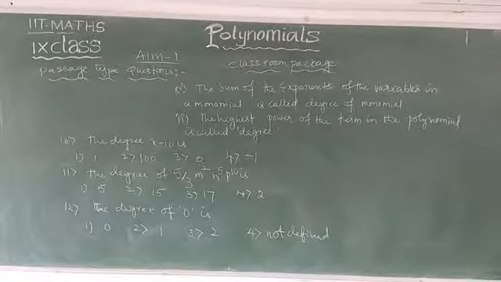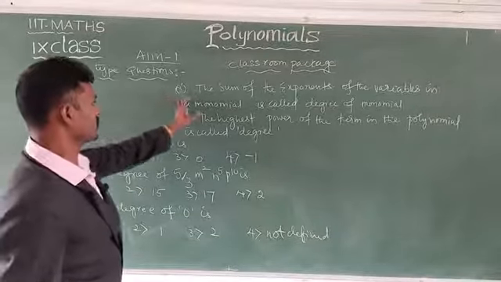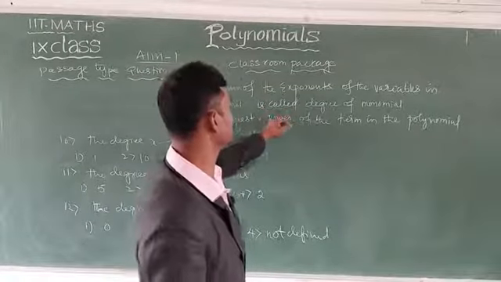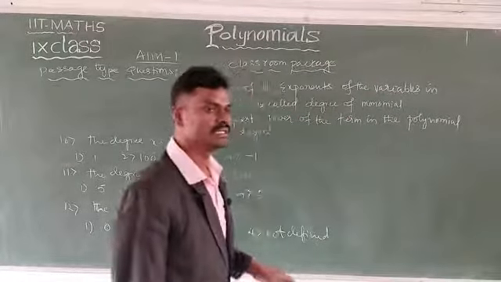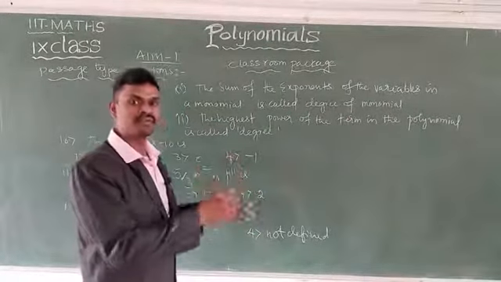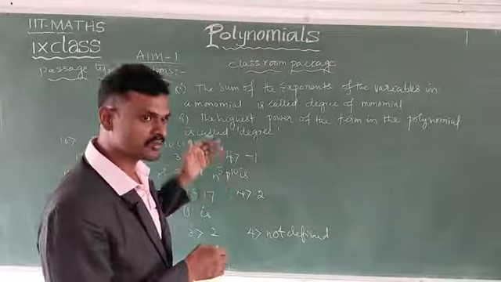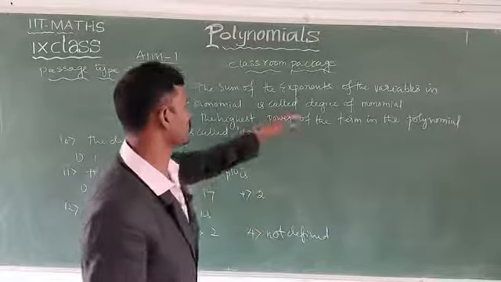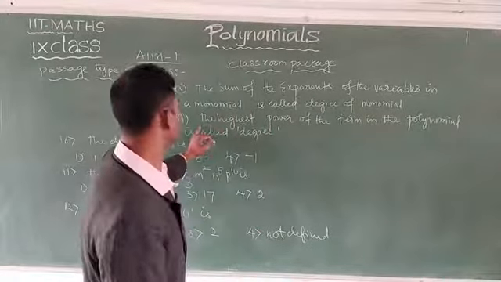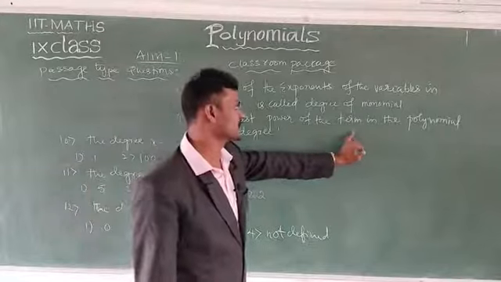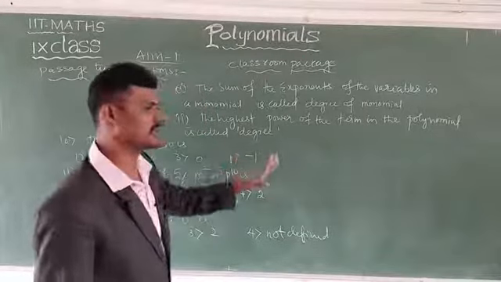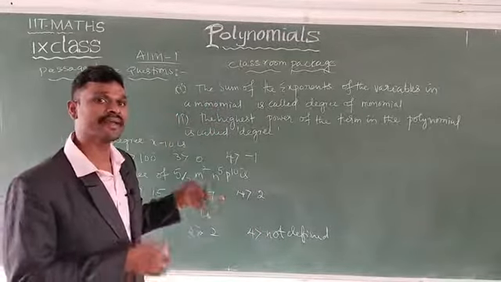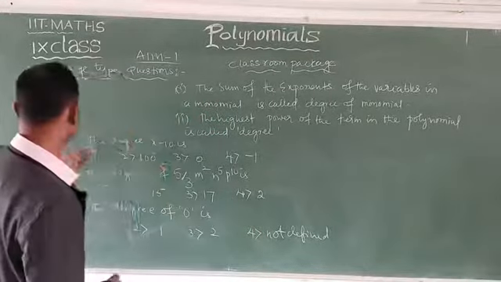Okay, next, a passage type question has been given. See here, the sum of the exponents of the variables in a monomial is called the degree of the monomial. Here, one monomial with different variables is given, so for the degree of that monomial you have to add all the powers. The sum of all powers is called the degree of the monomial. Next, the highest power of the terms in a polynomial is called the degree. If one polynomial is given, for its degree you have to take the highest power. Now here 3 questions have been given.